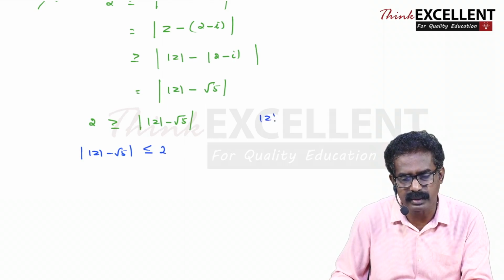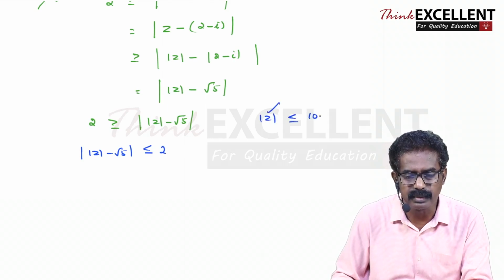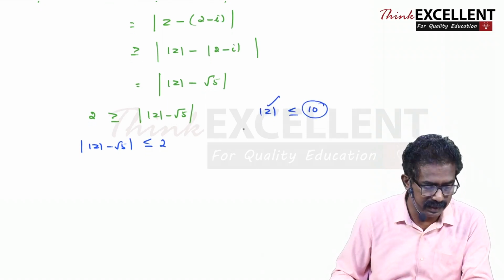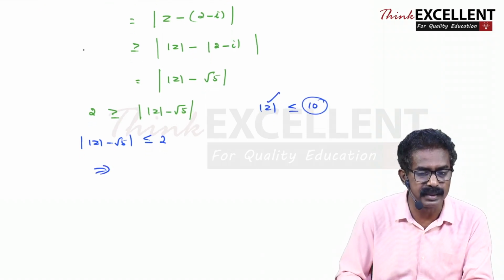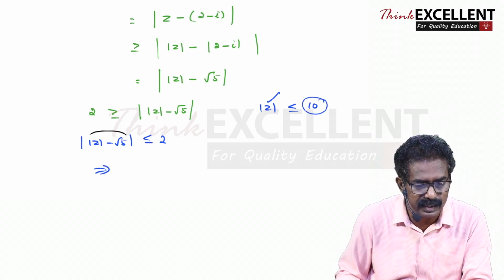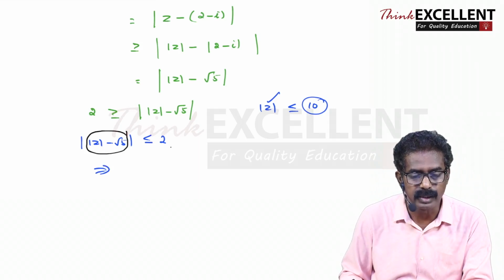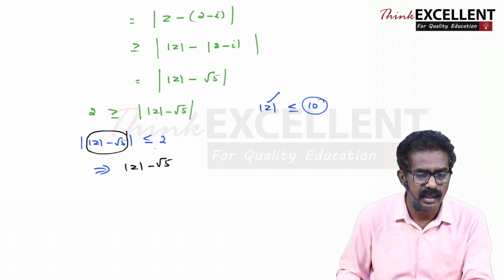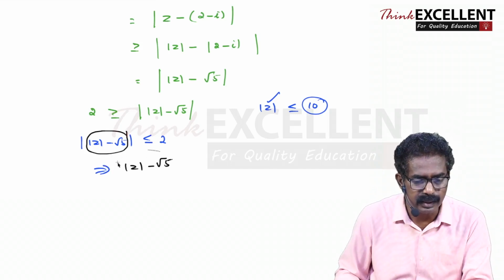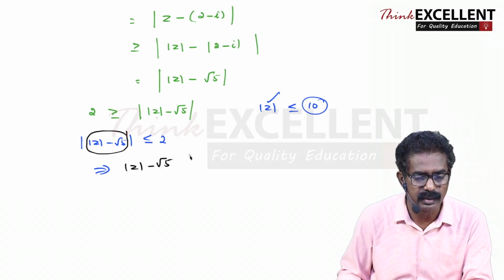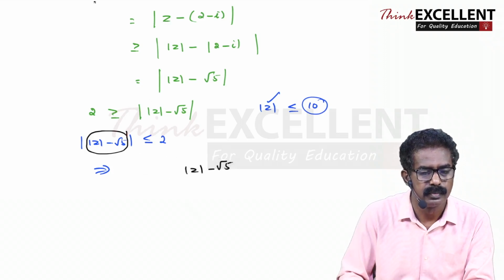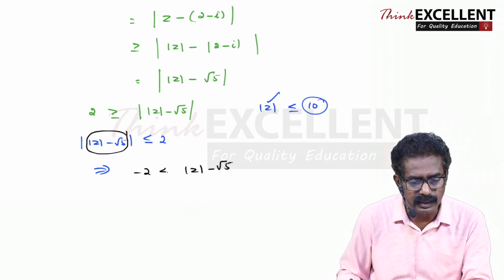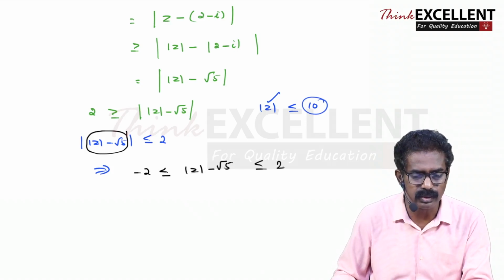Please listen, modulus Z less than or equal to 10 means Z lies between minus 10 and plus 10, right? Z lies between minus 10 and plus 10. So here what can you say? This lies between minus 2 and plus 2. Modulus Z minus root 5 lies between minus 2 and plus 2, right? So how can you write it? Minus 2 less than or equal to this, less than or equal to 2.